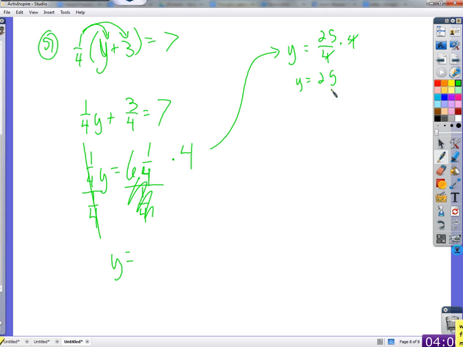I had last class try and do this. 4 cancels with 4, and you're just left with 6 times 1 is 6. But that doesn't work, right? No. That would work if it was 6 times 1/4 times 4. Then we could do the 1/4 times 4 and then 6. But is this 6 times 1/4? No. What's 6 1/4 mean?